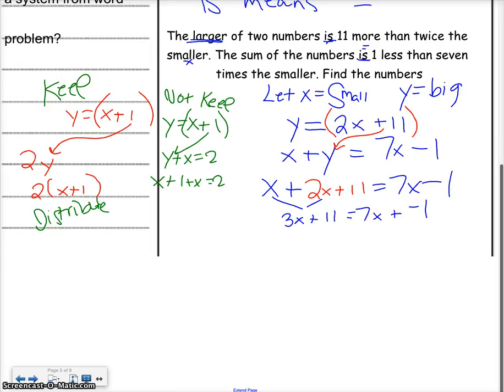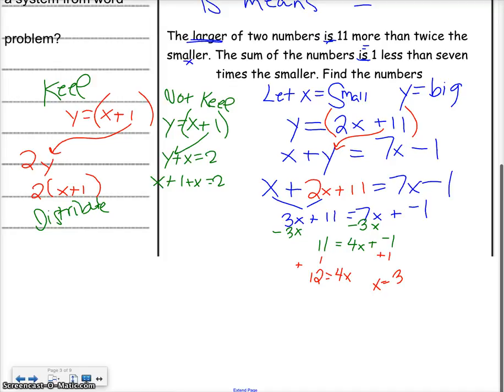And then we typically move the smallest x, so I will subtract 3x. So I get 11 equals 4x plus a negative 1. I am almost done. I'm feeling good about this. I get plus 1 to move my 1 over, because my goal is to get my variable alone. 12 equals 4x. X equals 3.